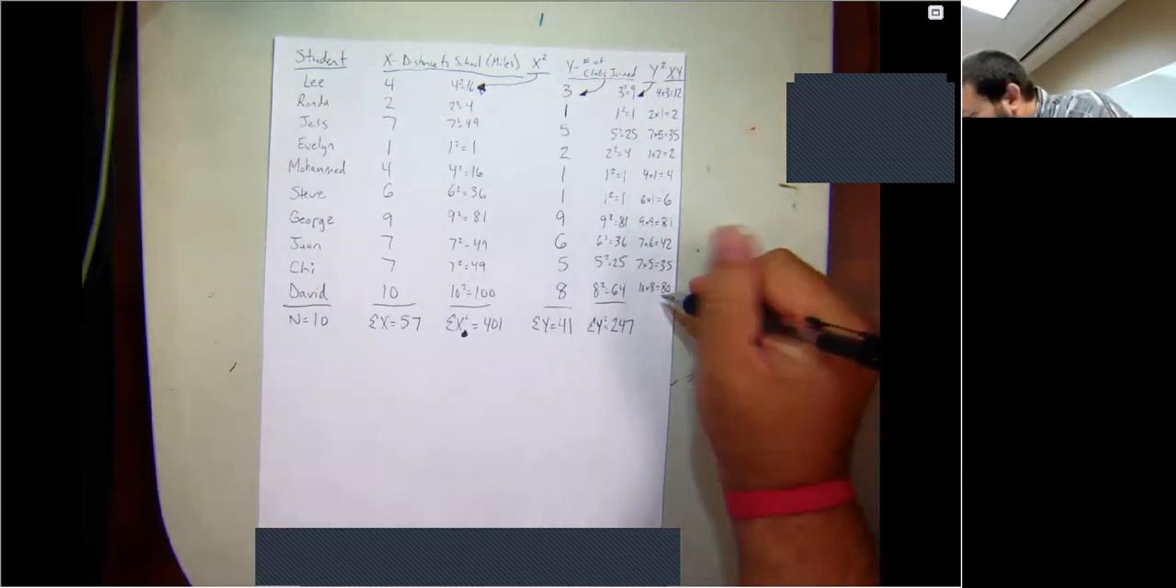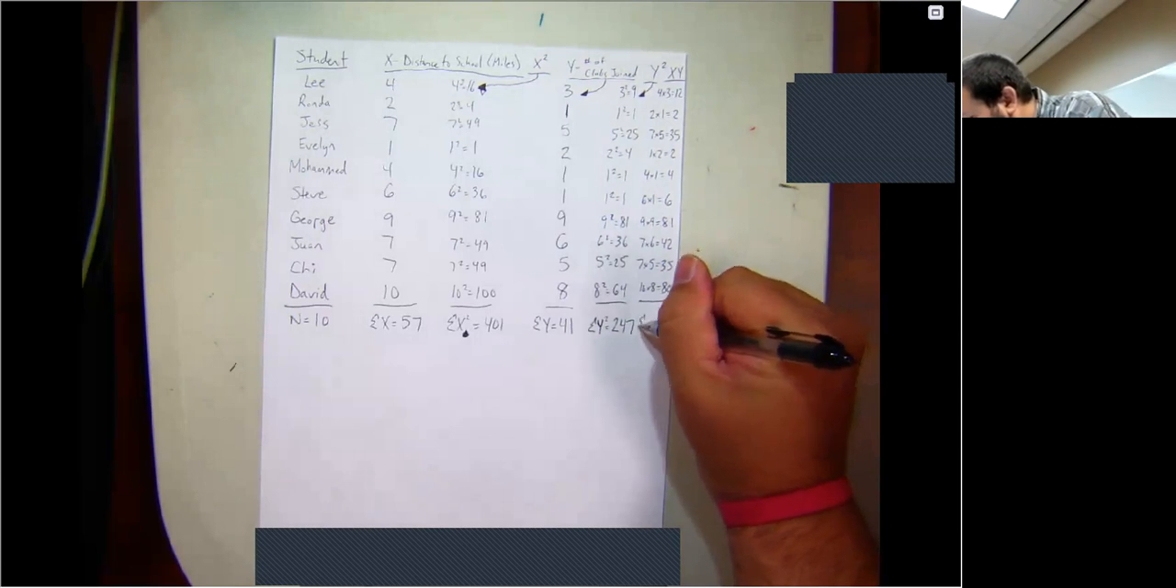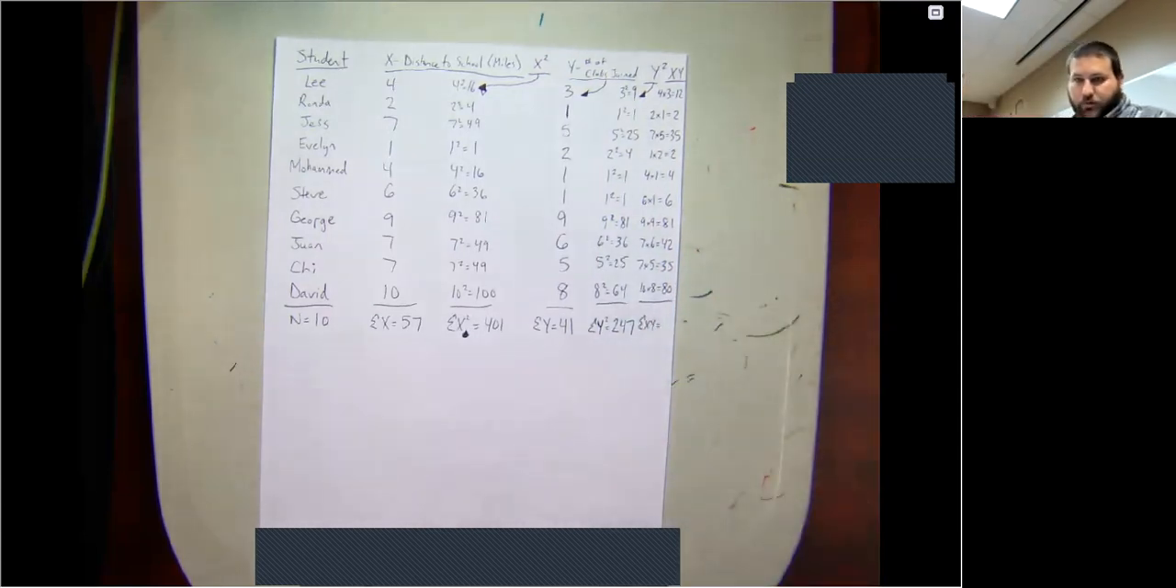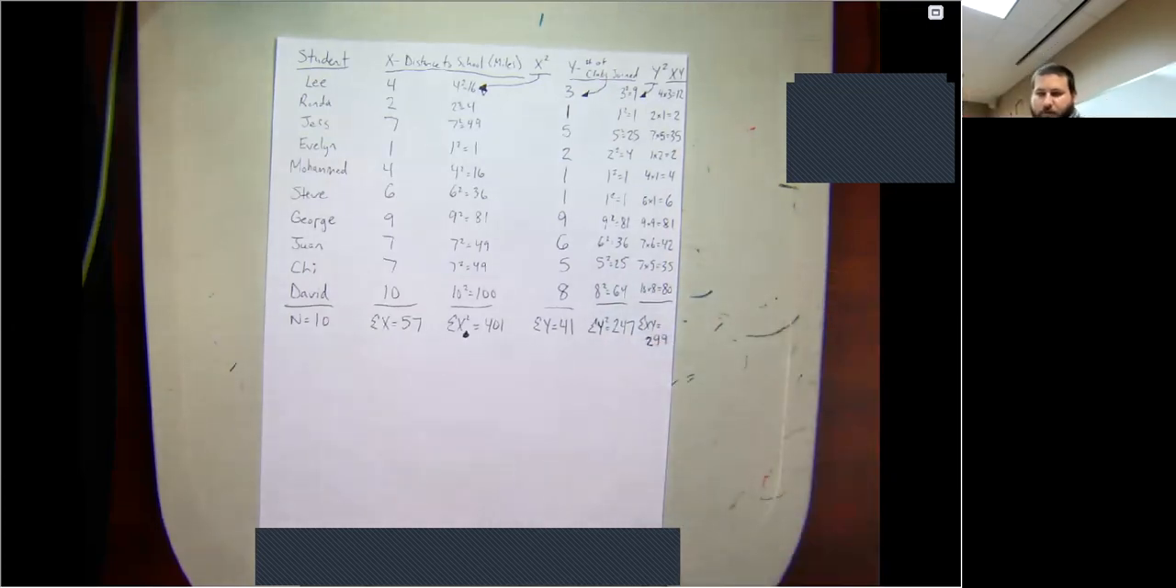So that's where those numbers come from. The sum of X times Y is equal to the sum of this column, which is 299. So X times Y, 299. All right, now we have all the sums that we need for our data set.